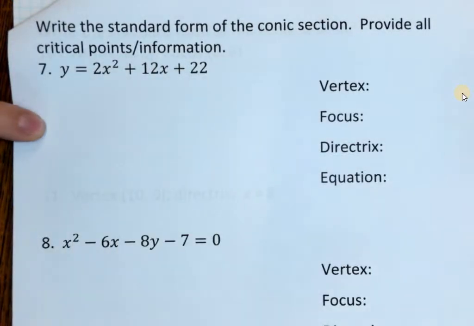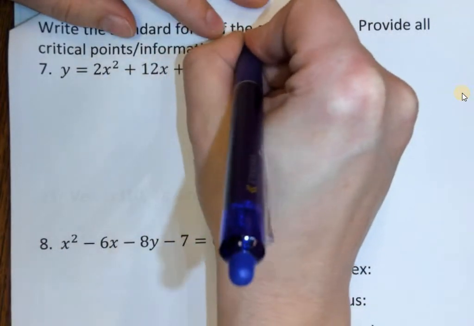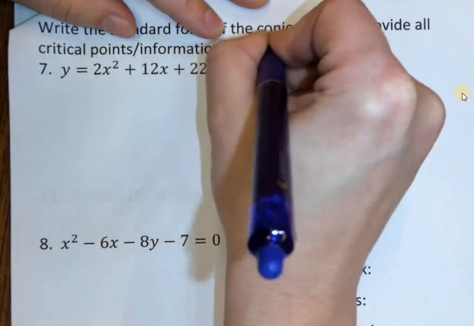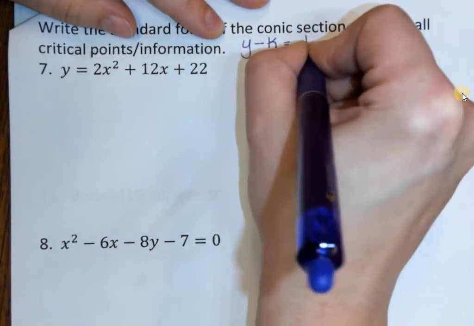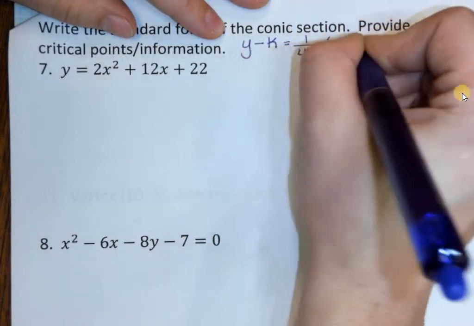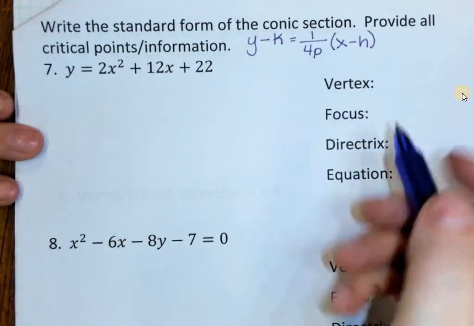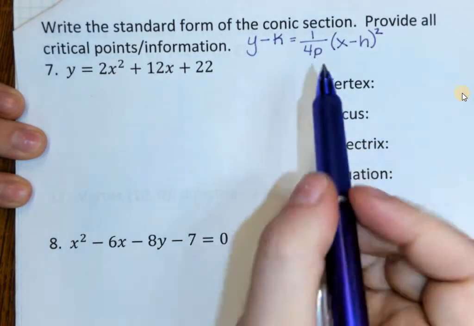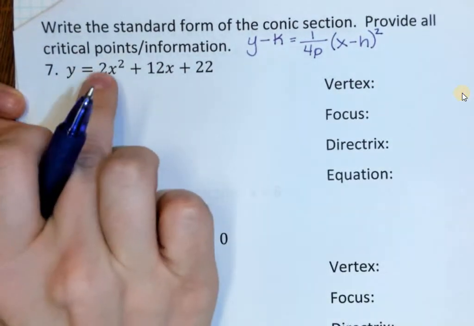Now the standard form of a parabola, and I'm just going to keep it this order here, is y minus the y-coordinate of the vertex is 1 over 4p times x minus the x-coordinate of the vertex squared. That's a parabola in standard form that opens up and down, which is like this guy.